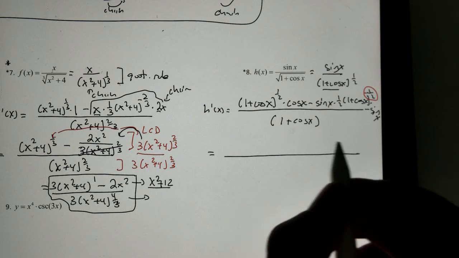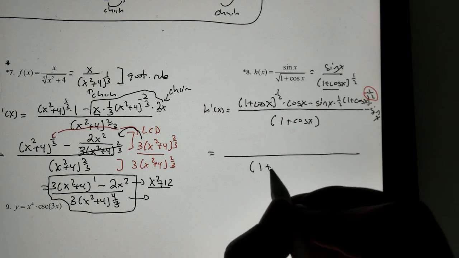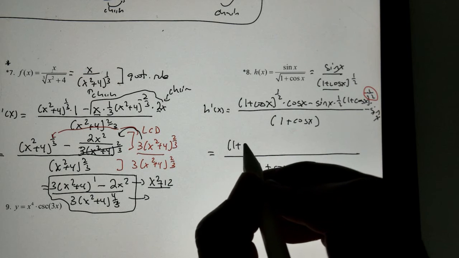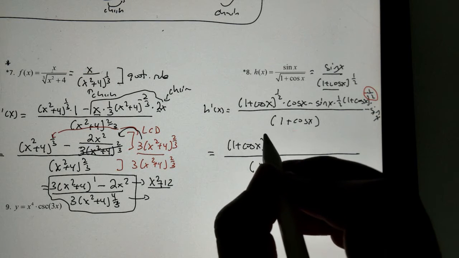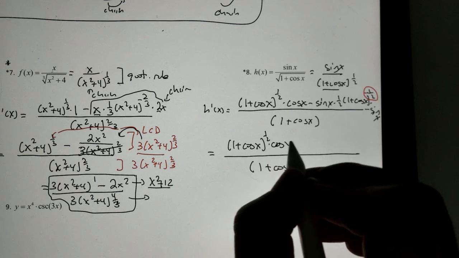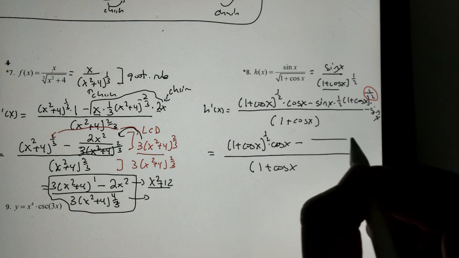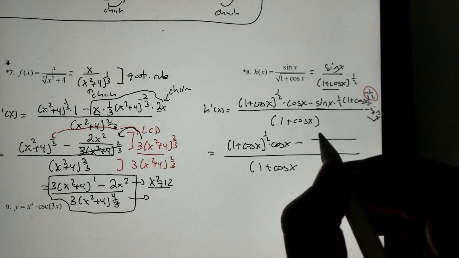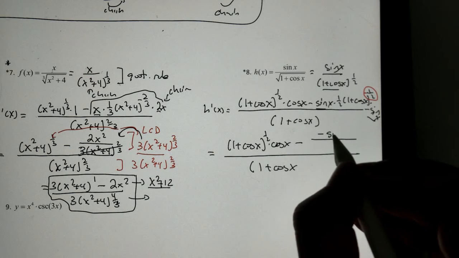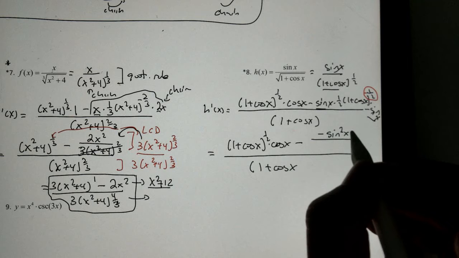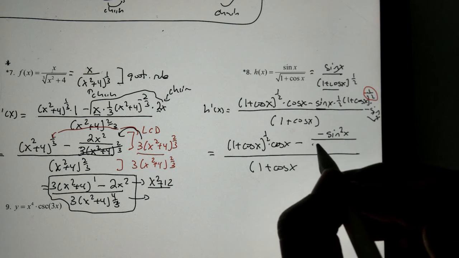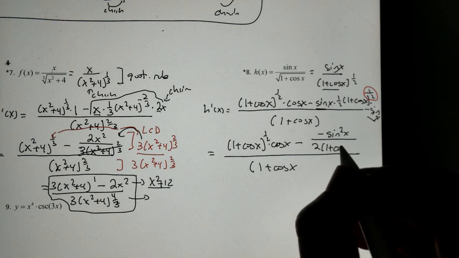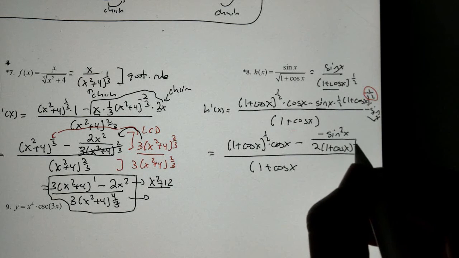One long fraction bar. The bottom is going to stay 1 plus cosine of x. But on top, I'm going to have this 1 plus cosine of x to the 1/2 times the cosine of x. Minus, and here's our part here. Here I can multiply the sine and this negative sign, and that's going to give me a negative sine squared of x. On the bottom, I'm going to have the 2 and this radical part, 1 plus the cosine of x to the 1/2.